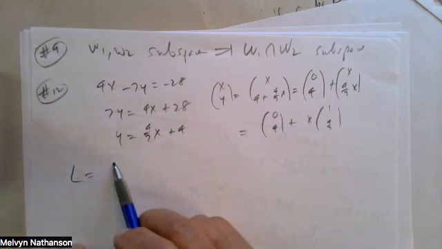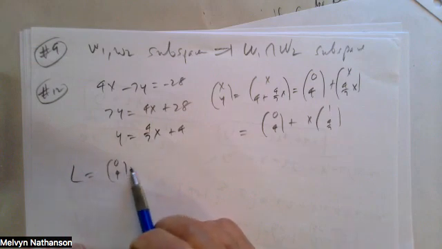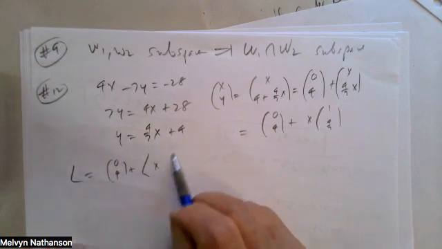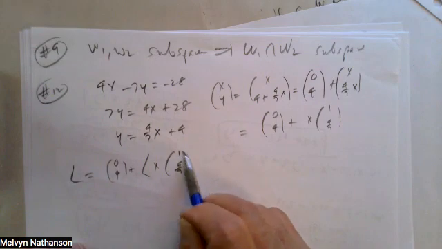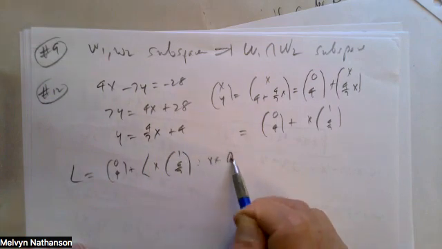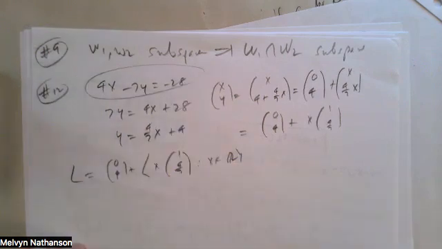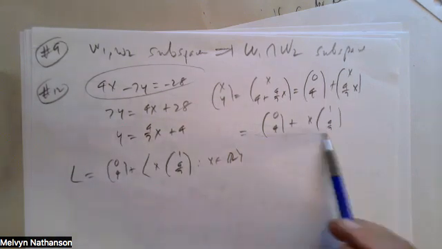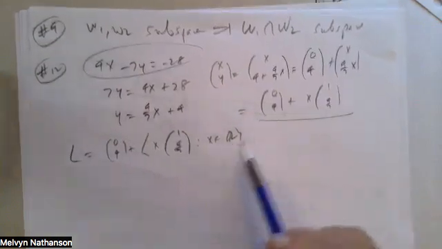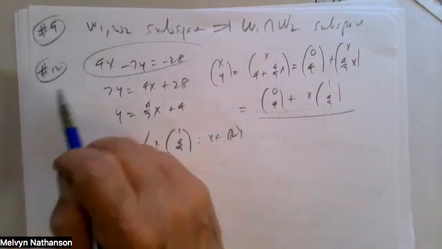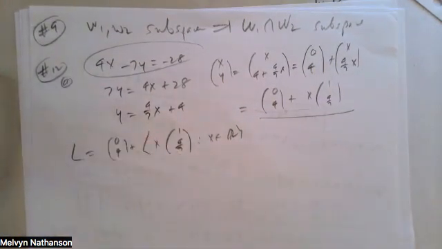So the solution space L is all vectors (0, 4) plus any vector which is x times (1, 4/7) for x in R. You're just solving that one linear equation. So the vector solution is this. Right, that's A.